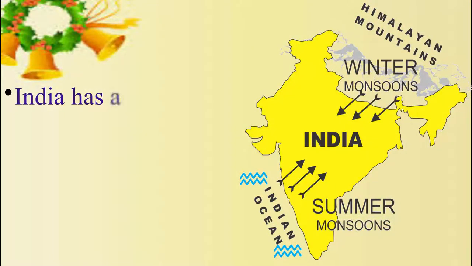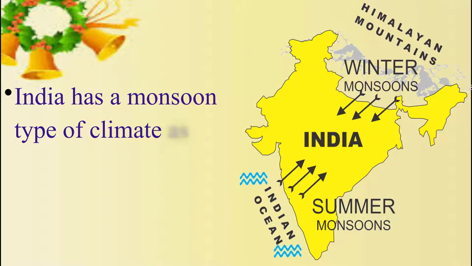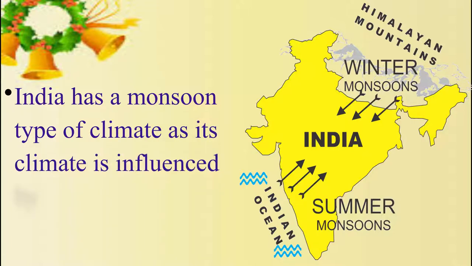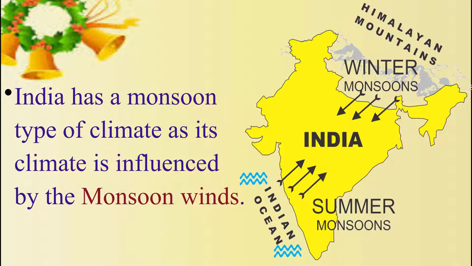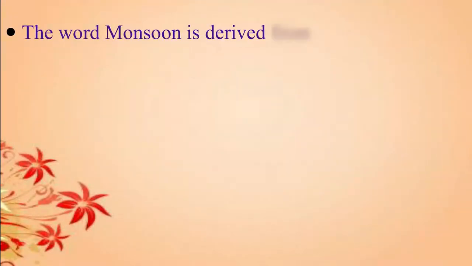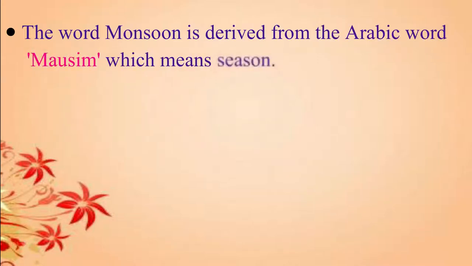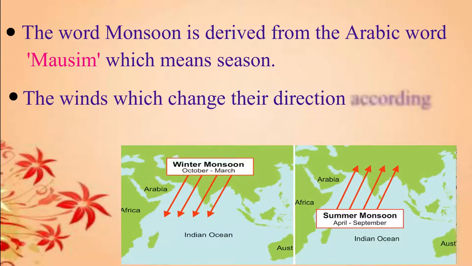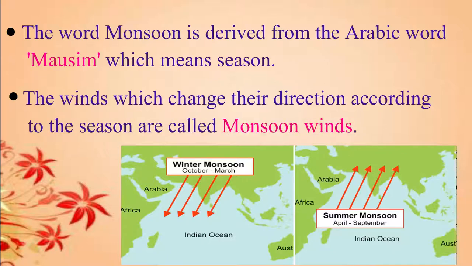India has a monsoon type of climate, as its climate is influenced by the monsoon winds. Seasonal wind movement ki wajah se India ka climate kafi effect hota hai. The word monsoon is derived from the Arabic word mausim, which means season. The winds which change their direction according to the season are called monsoon winds.